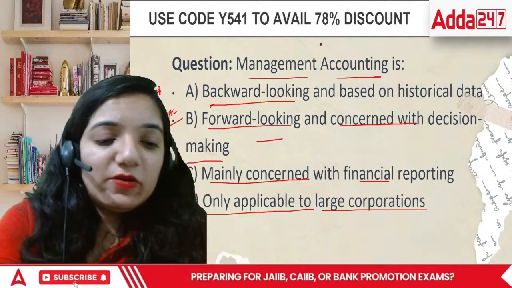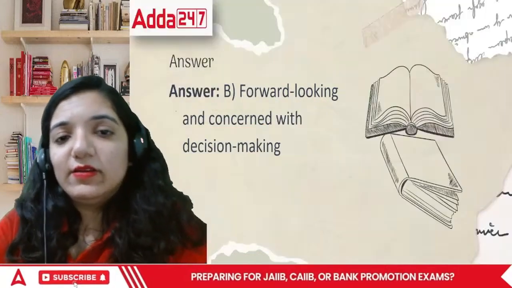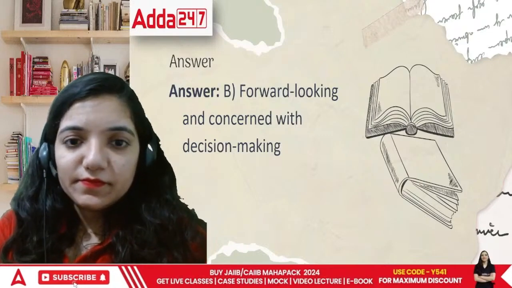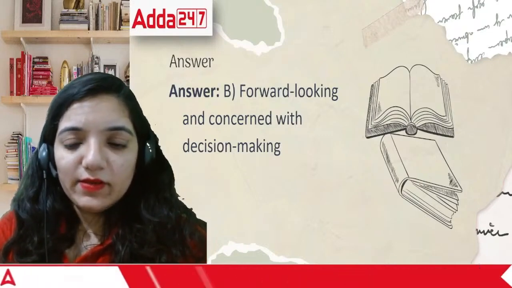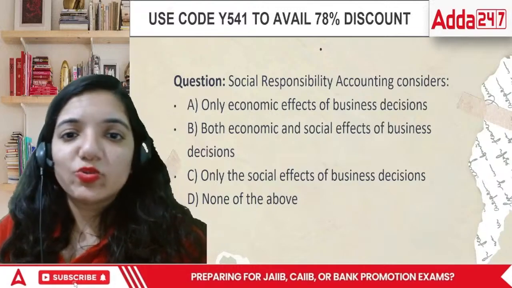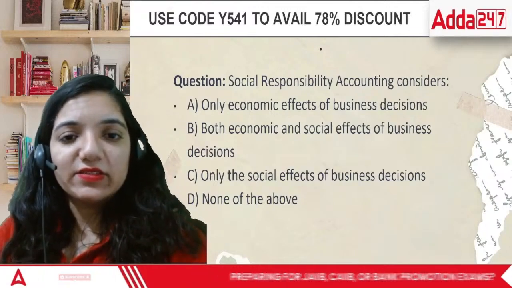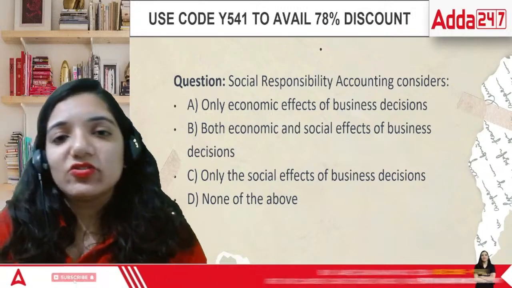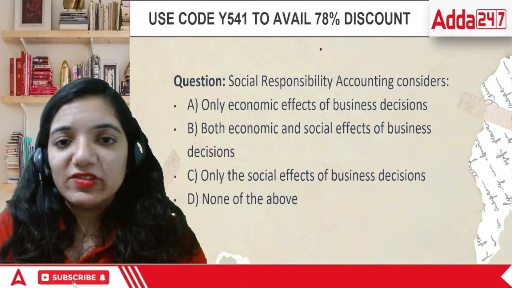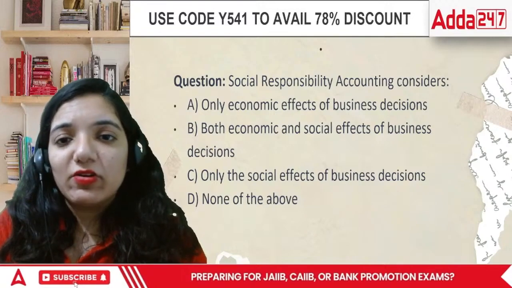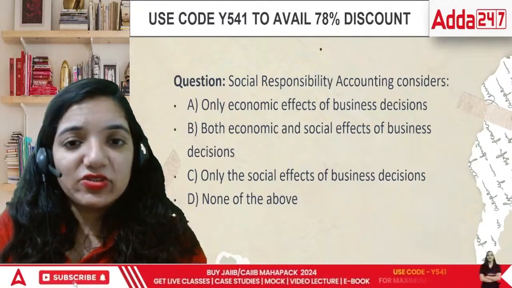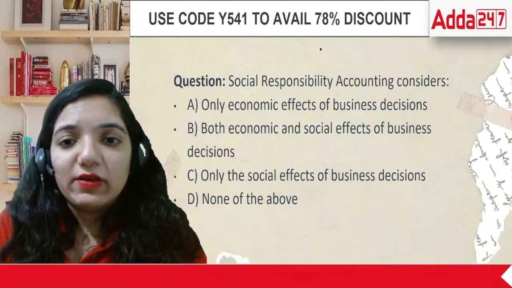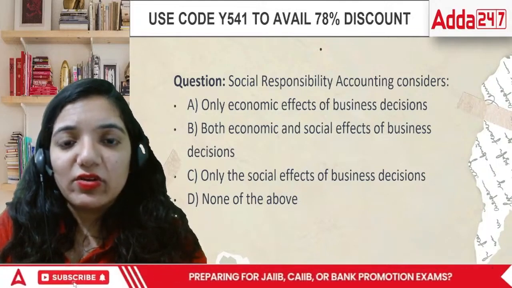Now let's talk about the next type of accounting. Social responsibility accounting considers what? When we talk about social responsibility accounting, it considers only economic effects of the business decisions, both economic and social effects of the business decisions, or only the social effects of the business decisions, or none of the above.